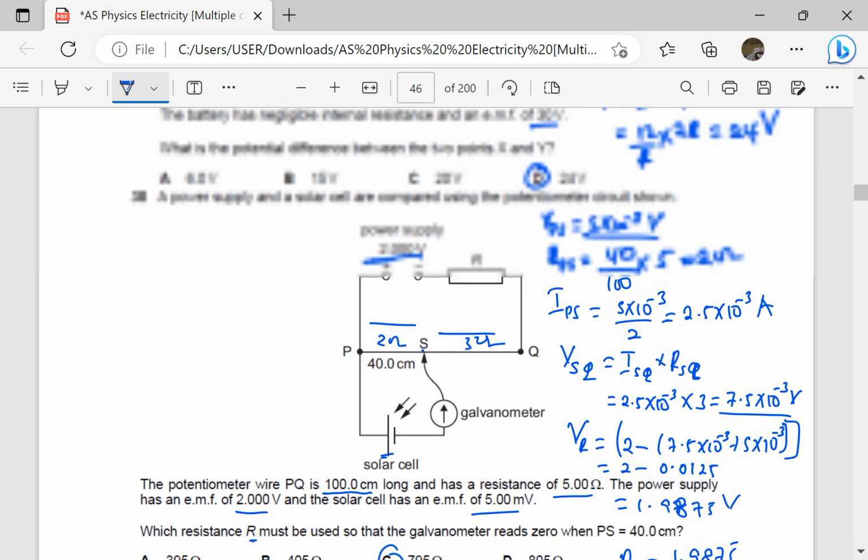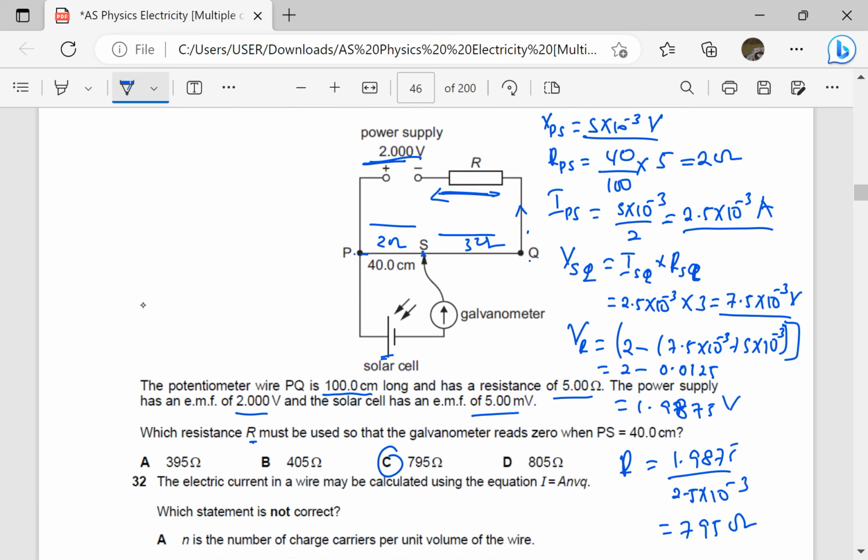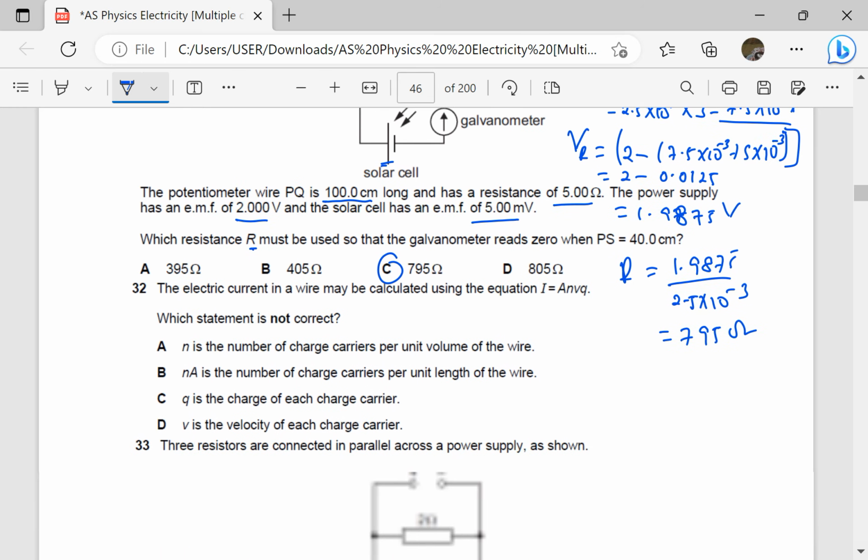Okay. So notice I first found the PD across PS. I was able to find the PD across SQ, then I combined them. When I combined them, I subtracted them from 2 to find the balance, which is the PD across R. After finding the PD across R, since there is no resultant current through the galvanometer, the same current was flowing in that circuit, which is 2.5 times 10 power negative 3. So I use that current, and this gives me the resistance of 795.